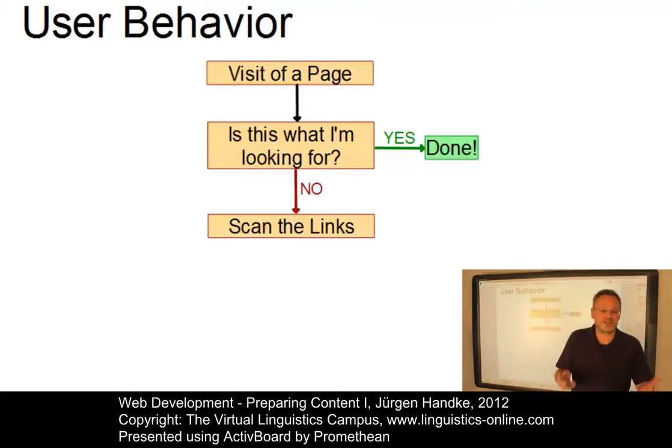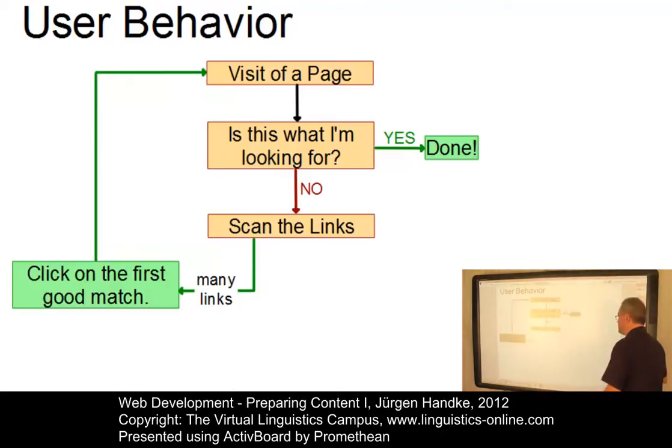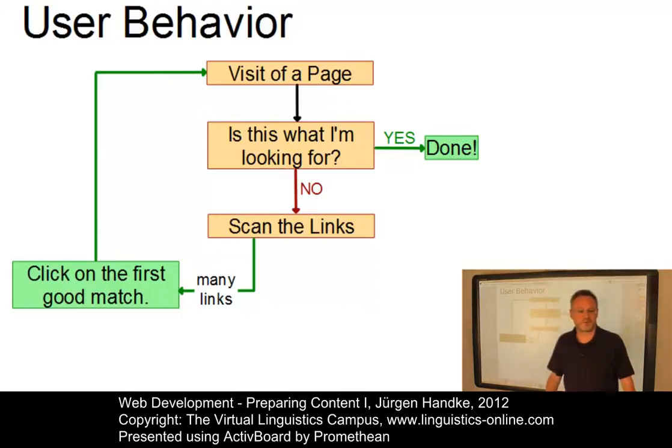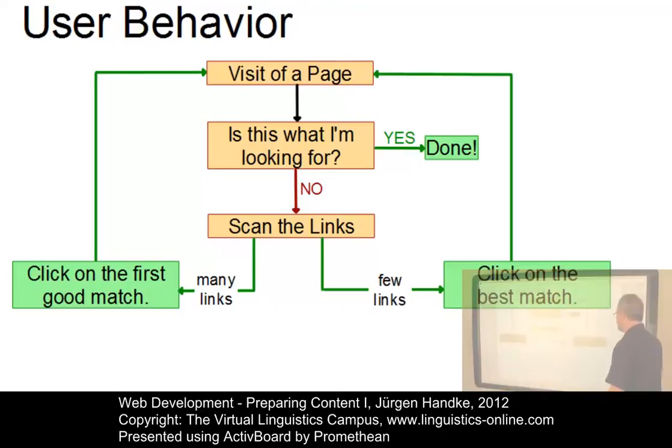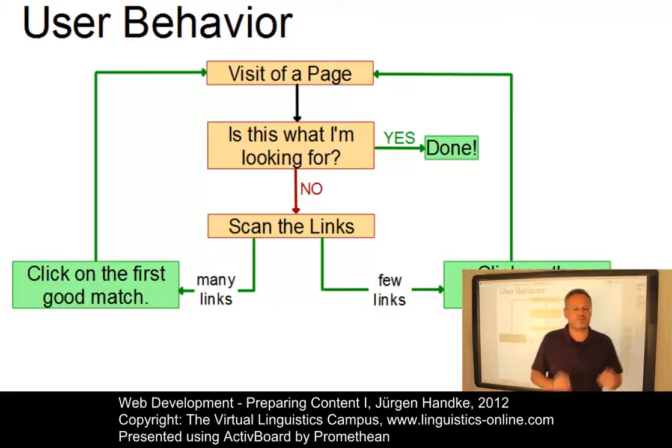Well, then they scan the links on the site. And if there are many links, then normally they click on the first good match, and if not, well, then they might take the best match, but in both cases they visit a new web page and the whole cycle starts all over again. This process will sometimes take place within just a few seconds, depending on the content presented on a page.